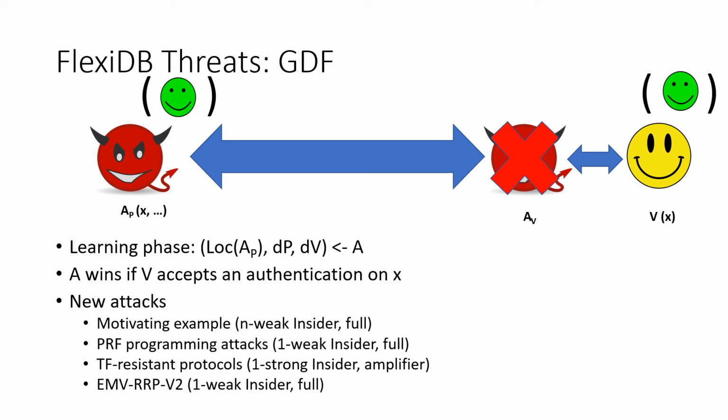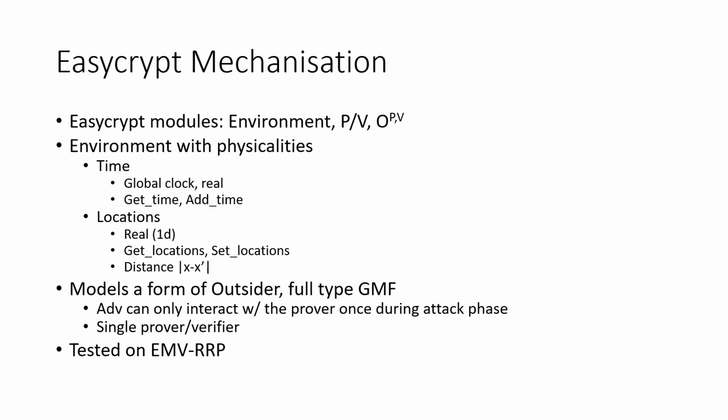And just one word on this, it does not threaten the actual protocol because it's one weak insider, so the adversary knows the key attack, which is not the case in contactless payment. And it's also a full attack, which means that the adversary can communicate from afar and receive messages from afar, which is not the case in contactless payment then again. But it's nonetheless an interesting theoretical attack.